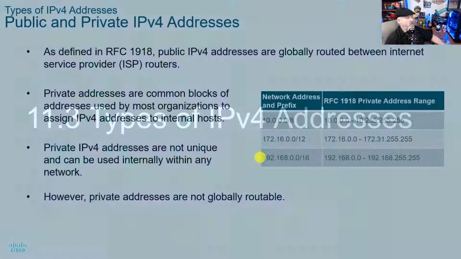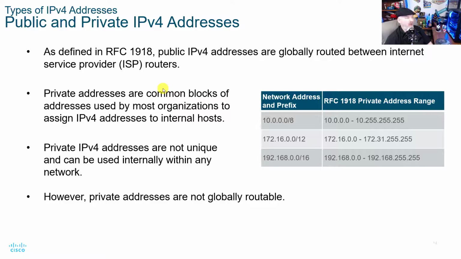Types of IPv4 addresses. We have public and private v4 addressing. Public v4 addresses are globally routed between internet service provider routers. Those get seen by people or routers outside your local area network. Private addresses are common blocks of addresses used by a lot of organizations to assign v4 addressing to internal hosts. So I could have a block of private addresses that are the exact same as yours, but they would never see each other and they would never collide because they're not public.